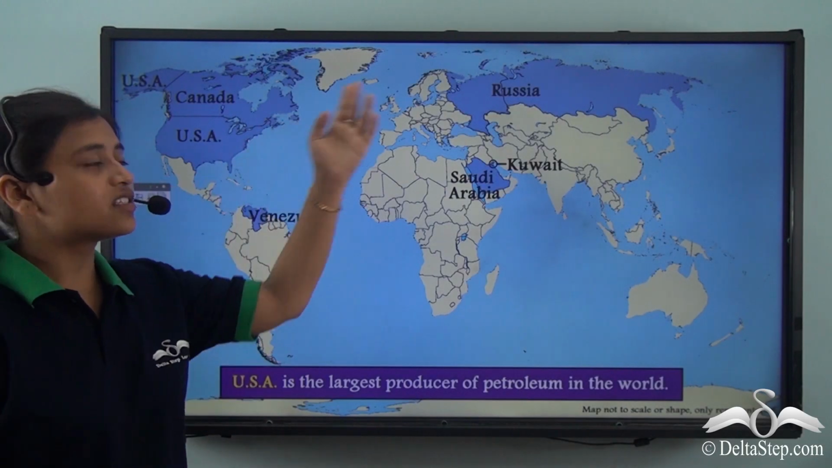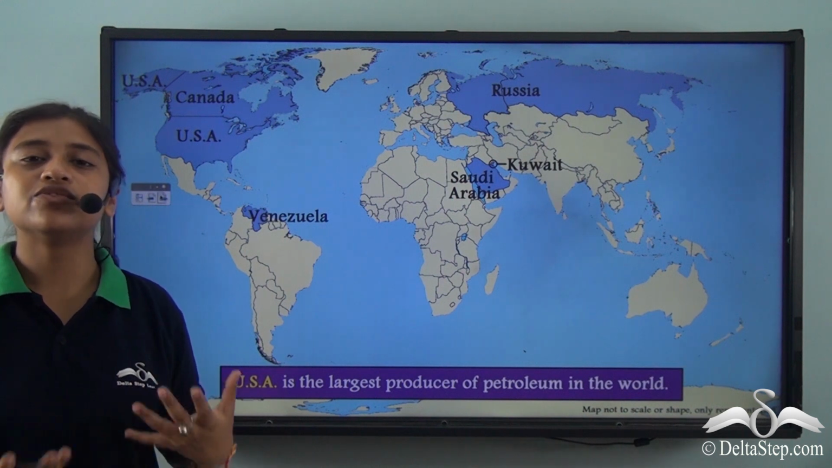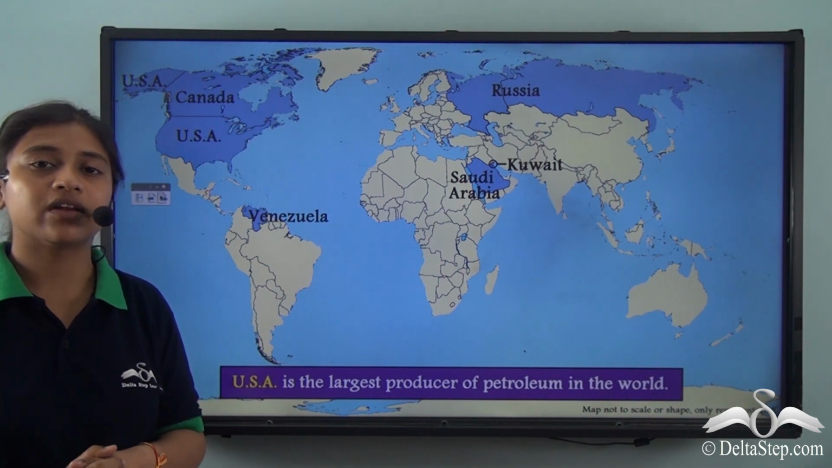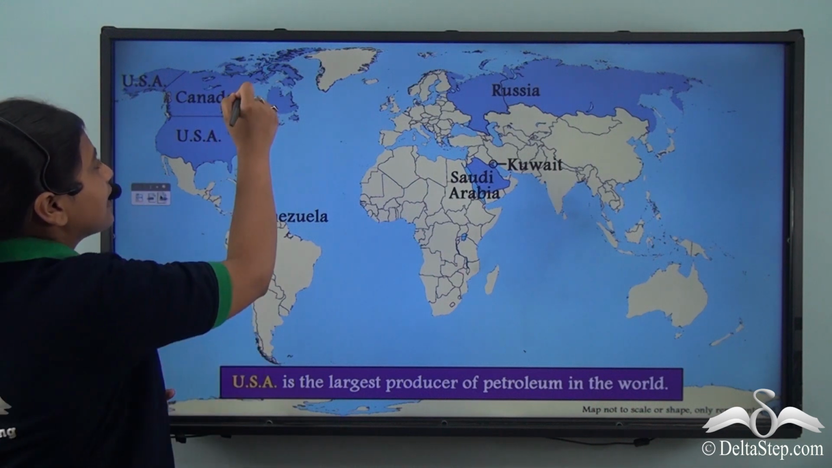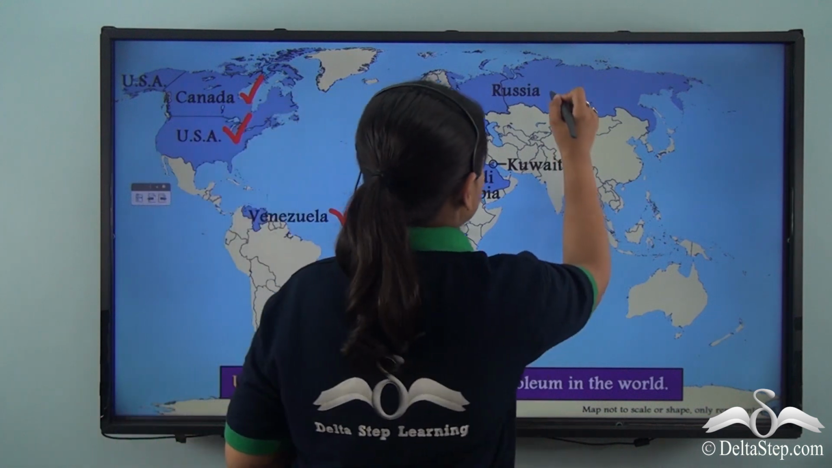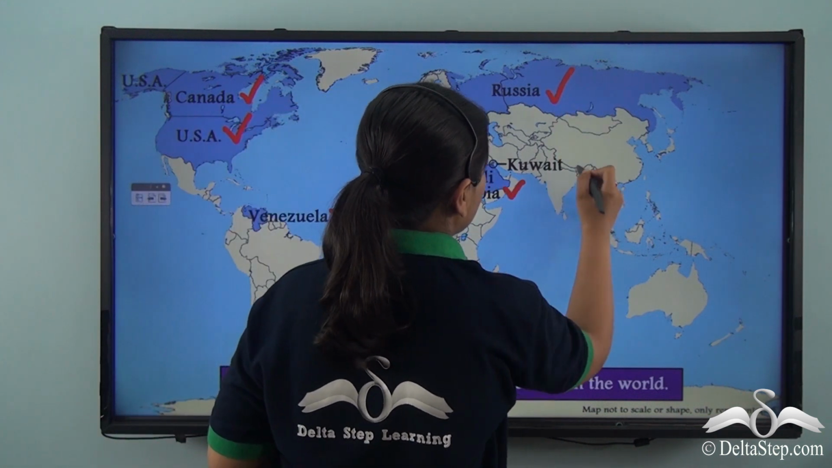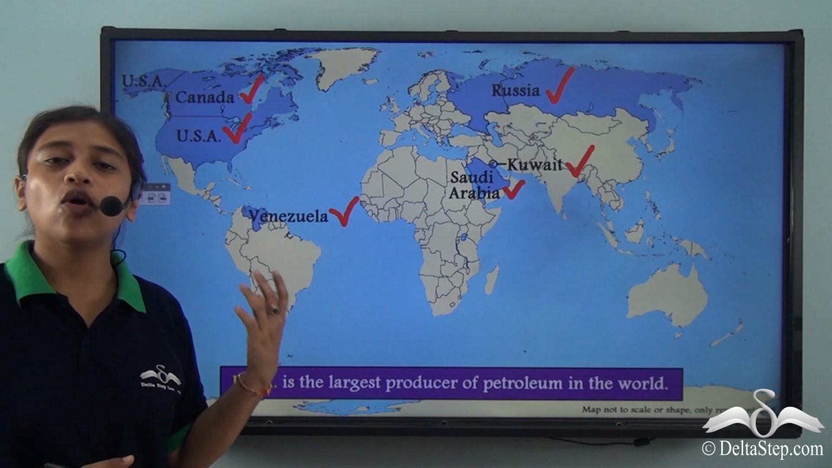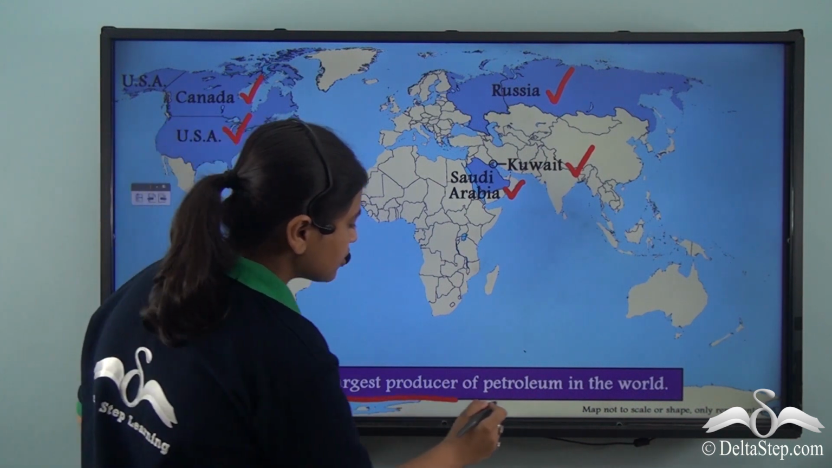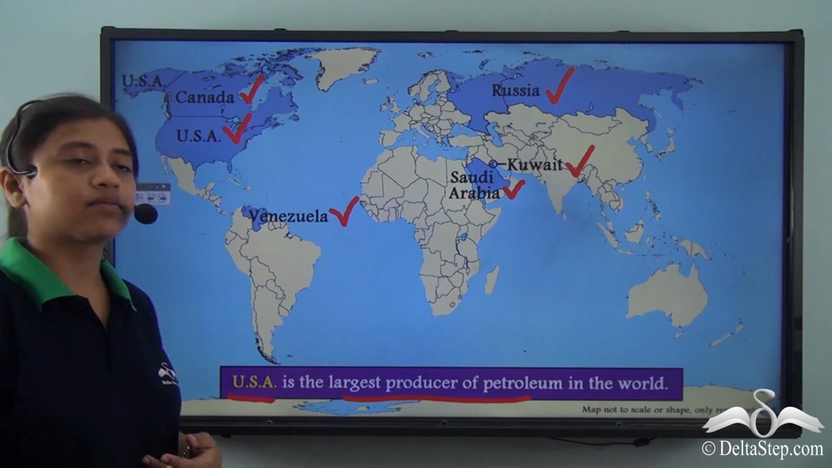Globally, these are the different countries which are the leading producers of petroleum, which is a significant organic mineral. These countries are Canada, USA, Venezuela, Russia, Saudi Arabia, and Kuwait. Out of all these countries, USA is the largest petroleum producer in the world.